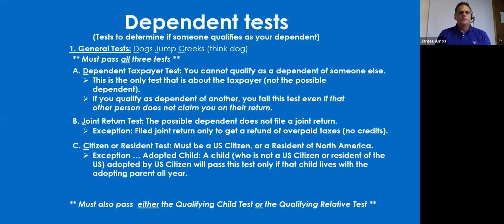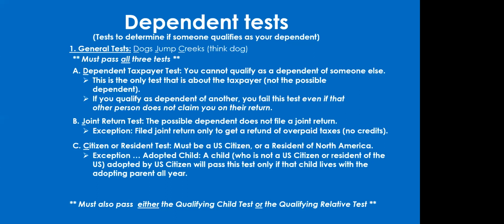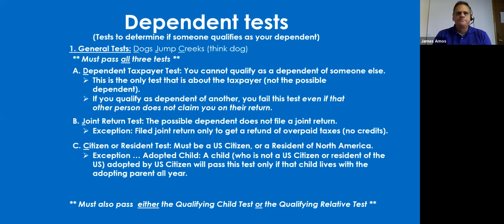Okay. Now, there is an exception for an adopted child. We're talking about one who is not already a U.S. citizen or a resident of the U.S. that's being adopted. So we're talking about an adopted child here who's not either a U.S. citizen or a resident already living in the U.S. So a child adopted by a U.S. citizen will pass this test only if the child lives with the adopting parent all year.